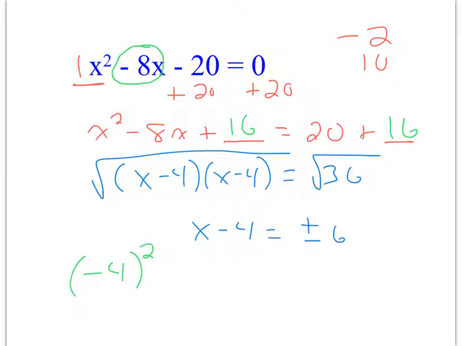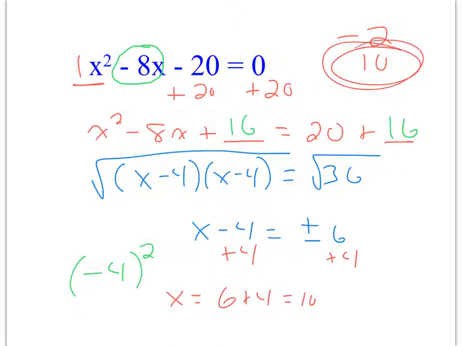I'm now going to solve for x. Add 4 to both sides. So what I have here is x equals positive 6 plus 4, which equals 10. Hey, that's the same number we had up here. Or I have x equals negative 6 plus 4, which is negative 2, which is the same number we had up here. So you can see now I get the same answers.